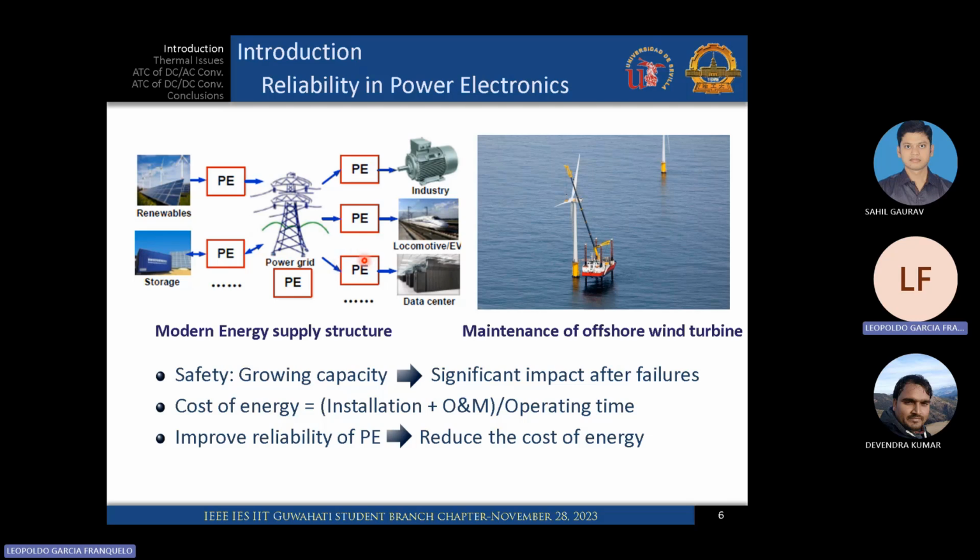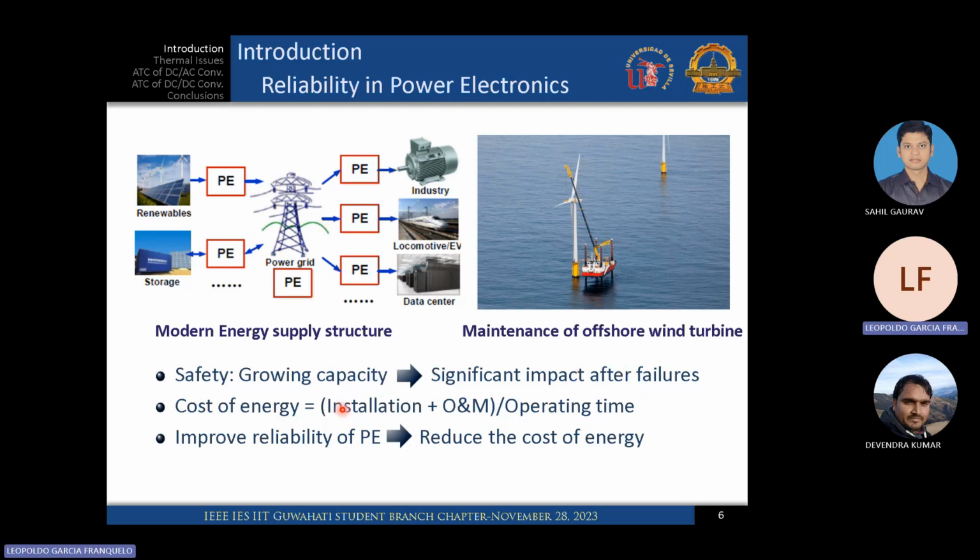So the problem is that the maintenance, taking into account that there is a growing capacity, will be an important part of the operation cost. In this case, you have to see some cases where, for a wind turbine offshore, you need to move a platform, many things. So it's very costly. If we say that there is a growing capacity, then safety is very important, because the larger the capacity, the more significant the impact after a failure. So we have to be very careful about the failure and the maintenance.